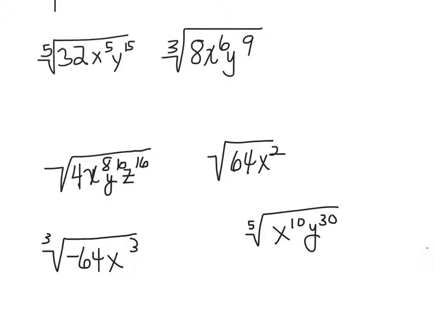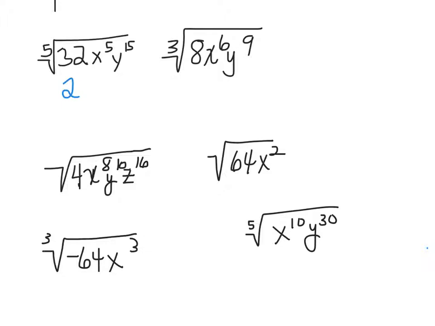I think to myself, is 32 a perfect fifth? Well, we said before it was. The fifth root of 32 we said was 2, because 2 to the 5th power is 32. Now, is x to the 5th a perfect fifth? Yes, it is, because 5, the exponent, is divisible by the index, or the root, 5. So that is a perfect fifth. Y to the 15th is also a perfect fifth because 15 is divisible by 5.